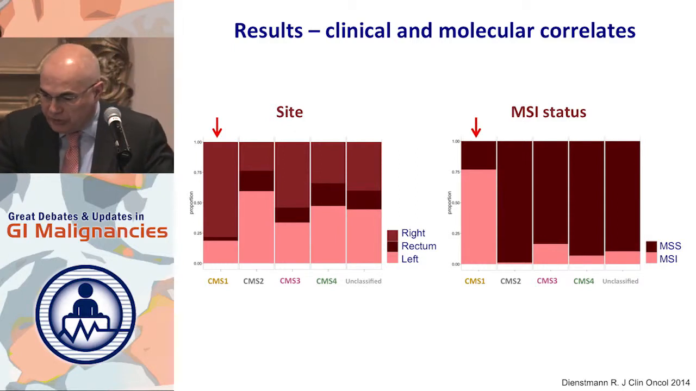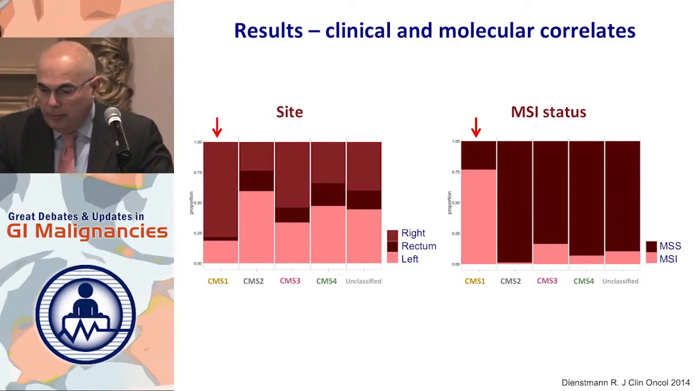For the gender distribution, most of the patients are male, except for the MSI population, where we have more females, as expected. And finally, for the clinical stage, as expected also for the MSI population, we have very few patients with stage 4, and on the contrary, for the mesenchymal population, we had more patients in stage 4. Also, the site is important.